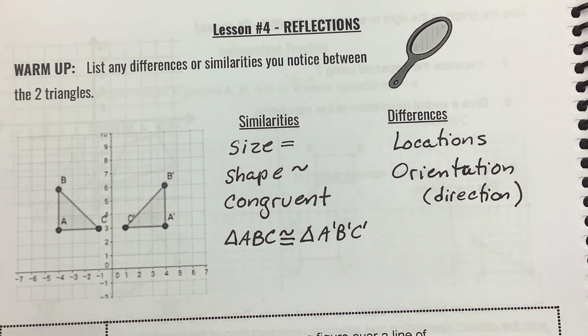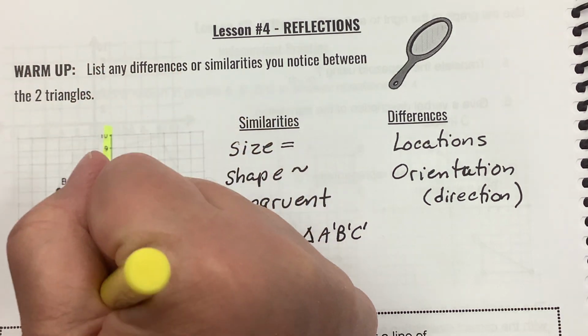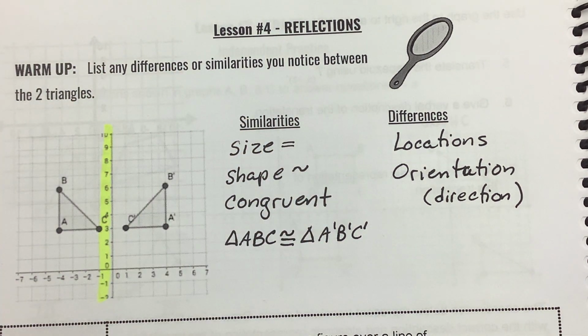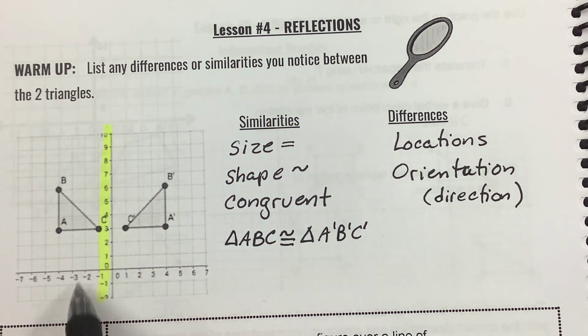And we're going over the y-axis. We have flipped over. How do I know it's the y? Because they're the same distance to the y, but on opposite sides.